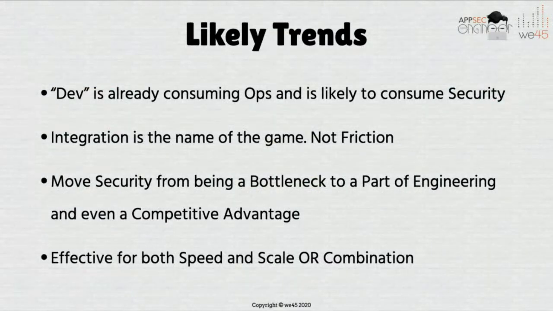So some of the likely trends that we are seeing is the developers are already consuming ops, right? Especially with things like Kubernetes and serverless, for the teams that are already actively using it, developers themselves have started writing your infrastructure as code specification and your Kubernetes manifest files, and they're also continuously deploying a certain set of functionalities, or these functions or services, onto the cloud environments.